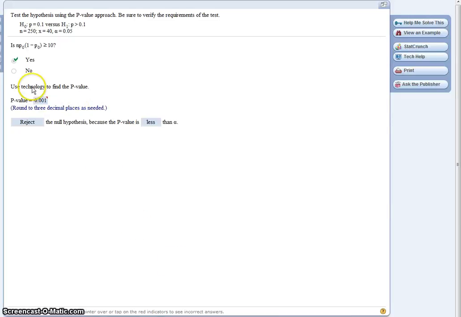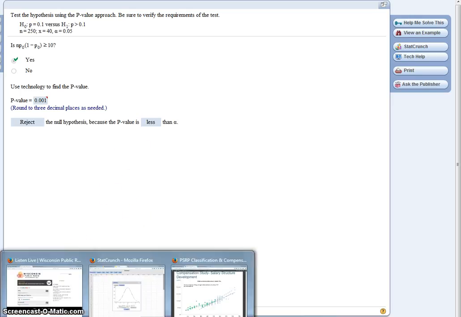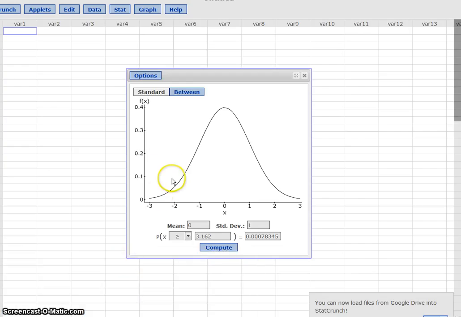Okay, so here's your question. The first thing you'd have to do is basically calculate the z-value. I'll try to scan that in and give that to you, but basically if you use the equation on the bottom of page 487, once you get your z-value, which should be about 3.162, just go over to StatCrunch here.